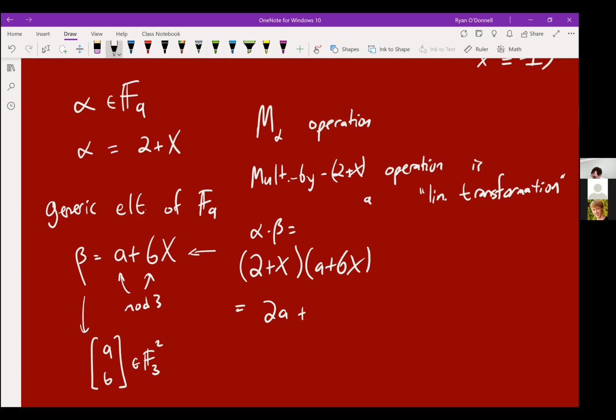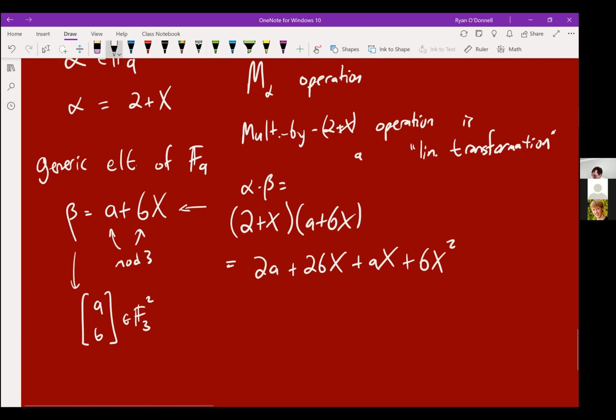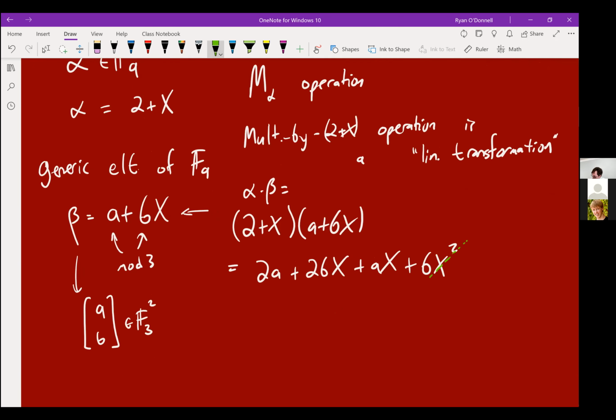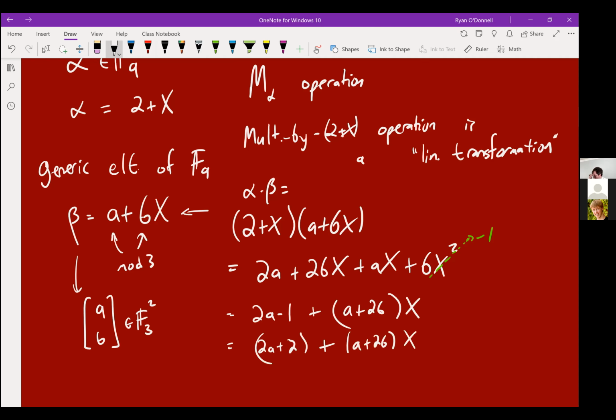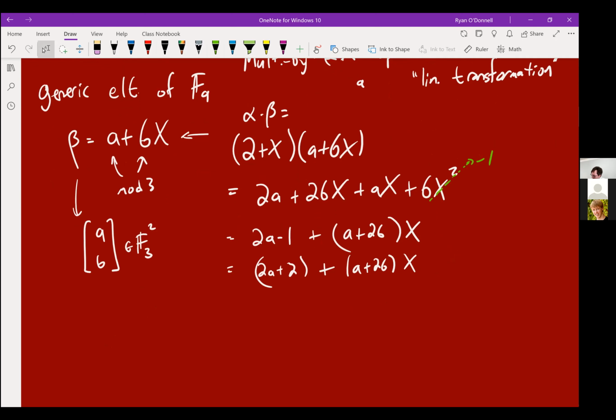I get 2a plus 2bx plus ax plus, okay, now we get bx squared, and x is i, it's -1. So this is 2a minus 1 plus, and then we can do a plus 2bx. Or if you want to go mod 3, this is 2a plus 2 plus a plus 2b. Okay, did I make any mistake here?